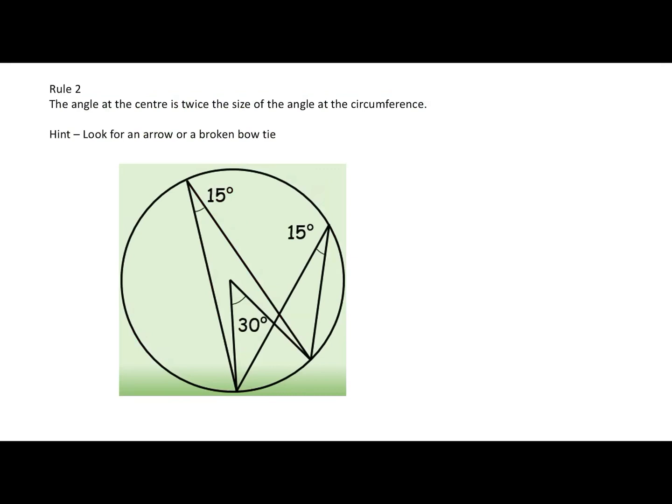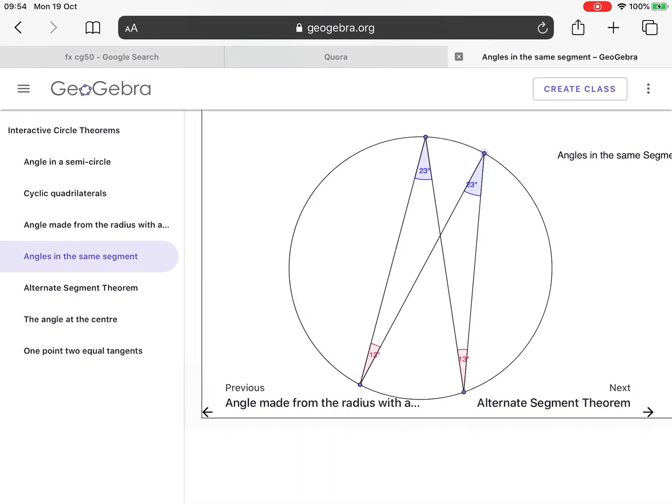Here is the second rule. The angle at the centre is twice the size of the angle at the circumference. If we take an angle from a chord both to the middle and then to the circumference, then the angle at the middle is going to be twice as big as the angle at the circumference. Again, let's just look at that on GeoGebra.